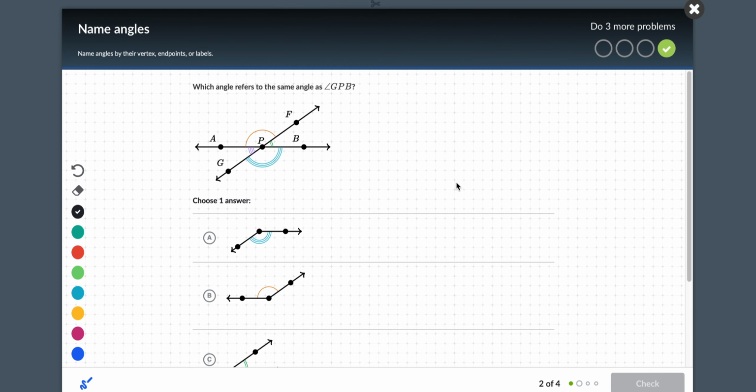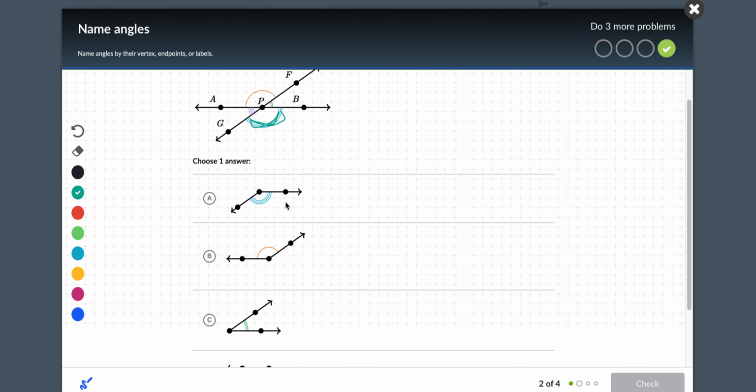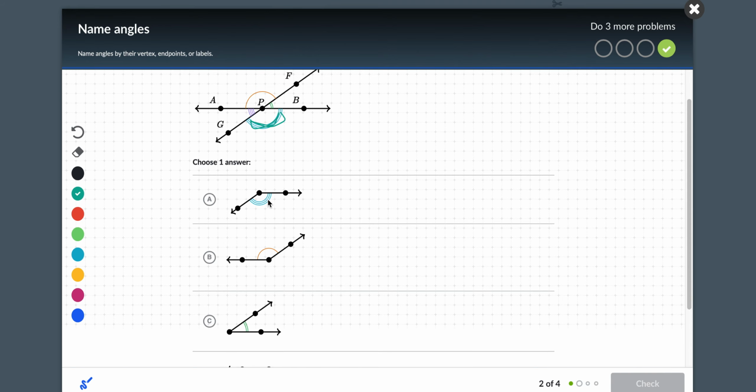You can put the last letter in the sequence first, or the first letter last, but you can never put the middle letter first, because that kind of destroys the whole purpose of which angle you're referring to. So which angle refers to the same as GPB? So G is here, P is here, and B is there. So GPB is this angle here. So we just have to look for it in the multiple choice section here. As you can see, this one is the exact same as that. So it's A.